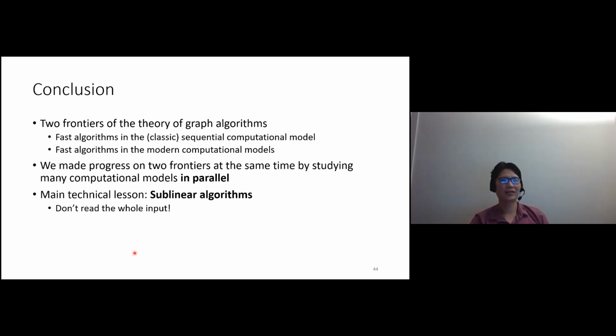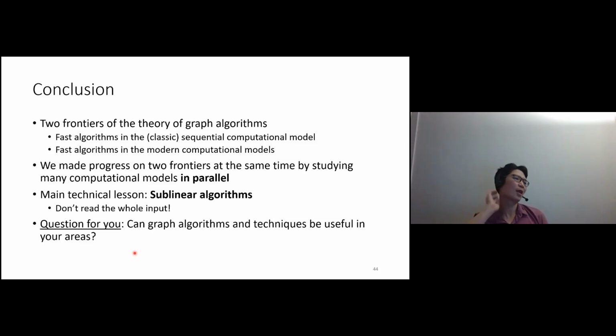The main technical lesson that I want to emphasize here is this thing called sublinear algorithms. If you have seen this keyword elsewhere, maybe this is what you should pay attention to or think about a bit. Basically, you just don't read the whole input. And here's the question for you: can graph algorithms and techniques, and especially sublinear algorithms, be useful in your areas and applications? If you feel so, please let me know. I'm very interested to know that.